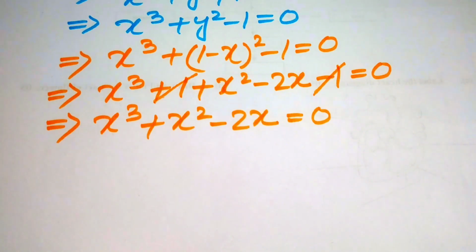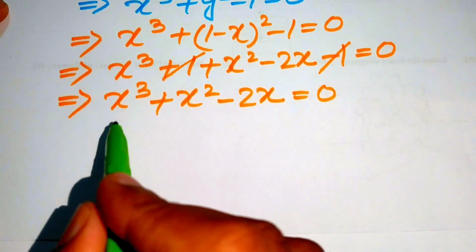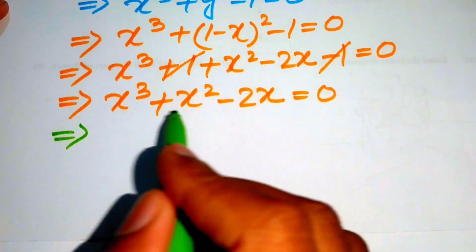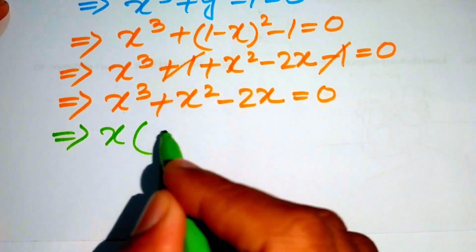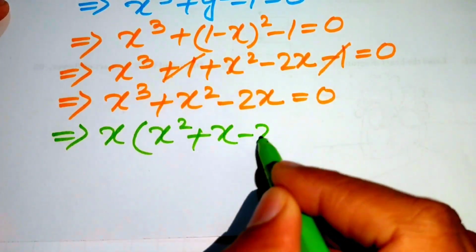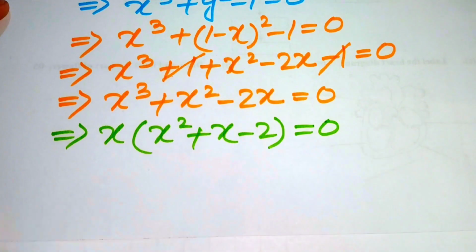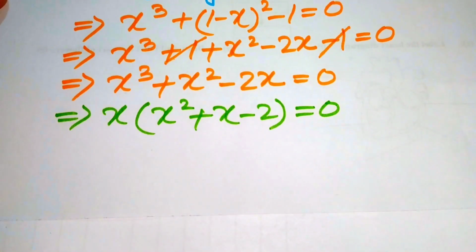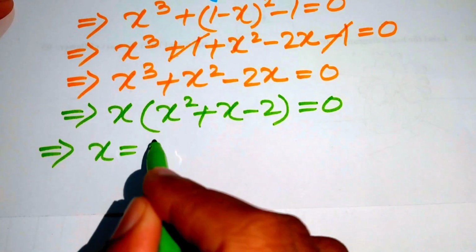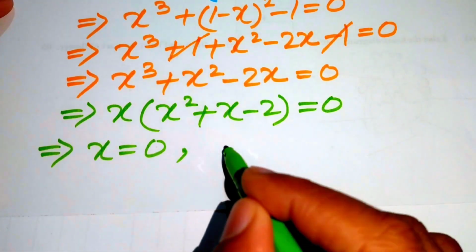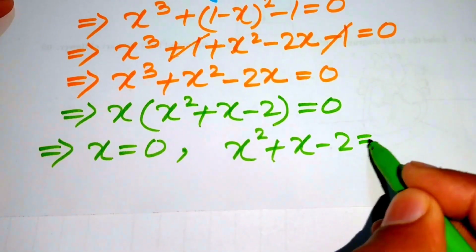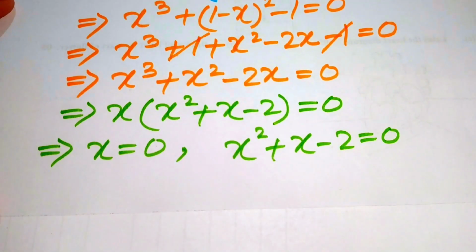And now in the next step, you see here we have x as the common term from all these terms, and we take it common, and you get x(x squared plus x minus 2) equals 0. So here we have two cases. Our first case is we take x equals 0, and the second case is we take x squared plus x minus 2 equals 0.